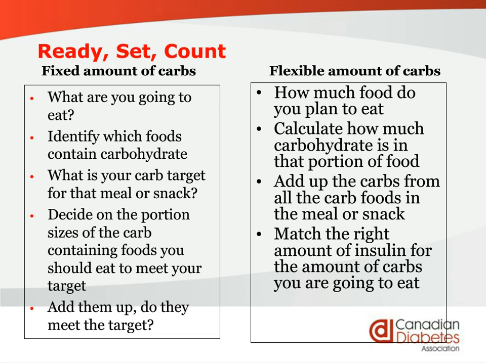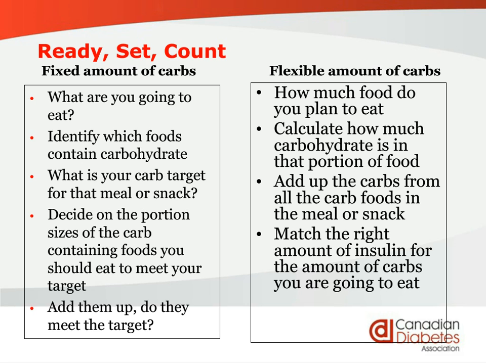So we can either have the fixed amount of carbs, where each meal we're going to say, okay, what am I planning to eat today? So which of those foods contain carbs? Then we have to think, okay, what was my goal for this meal. So, okay, my goal was 60 grams of carbs. So then how much of each of those foods that I was planning to eat that contain carbs can I have? Add them up and make sure we meet our goal.